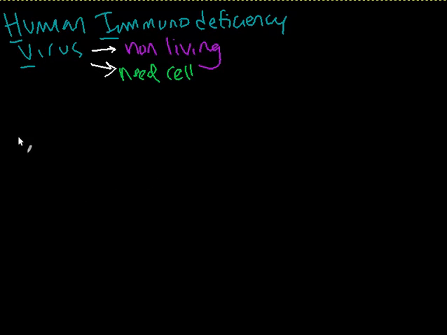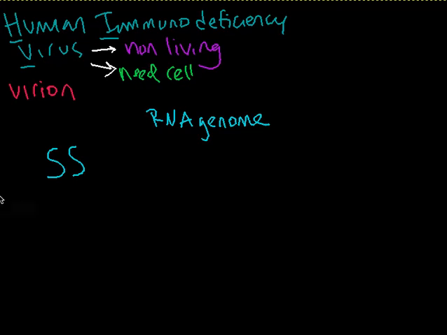So the first thing we're going to do is take a look at what makes up the HIV virion. And the virion is just another name for a virus particle. So we'll write that right here. Virion. All right, so in the very middle of the virion, we have the HIV genome. And obviously it's not S-shaped, but that's how I'm going to draw it. And it is made of RNA. So we have an RNA genome.